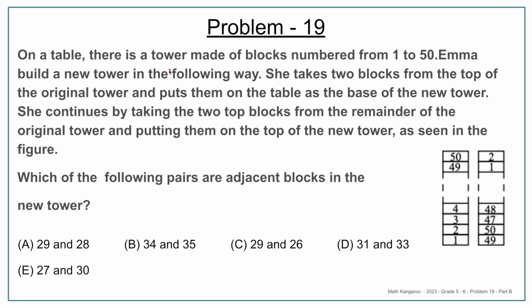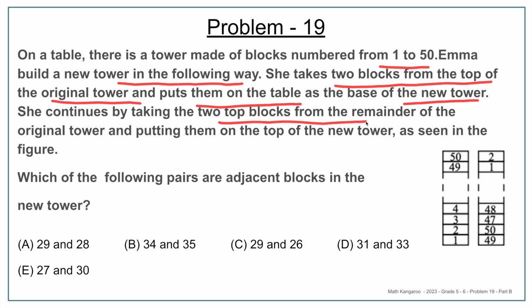Problem 19. On a table, there is a tower made up of blocks numbered from 1 to 50. Emma built a new tower in the following way. She takes two blocks from the top of the original tower and puts them on the table as the base of the new tower. She continues by taking the two top blocks from the remainder of the original tower and putting them on the top of the new tower, as seen in the figure. Which of the following pairs are adjacent blocks in the new tower?